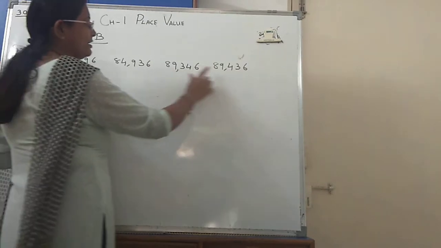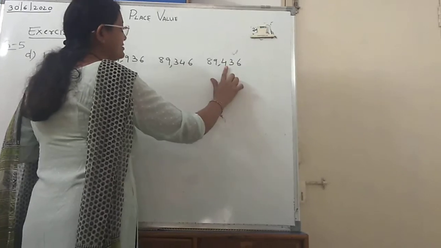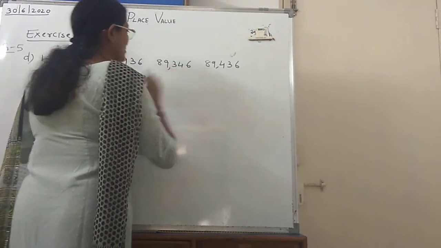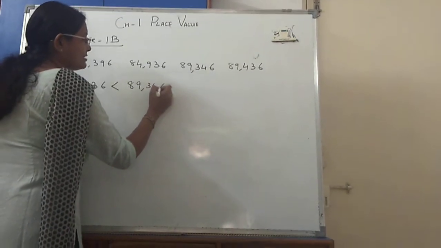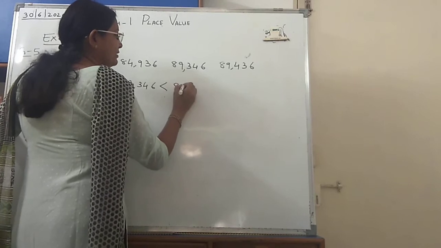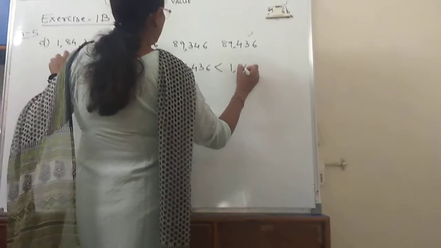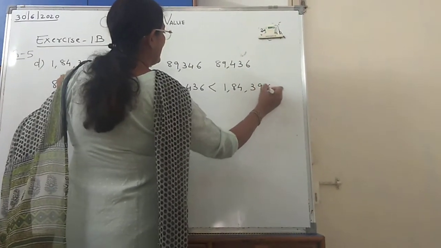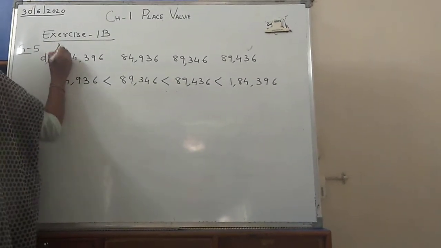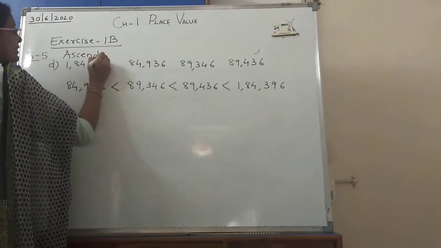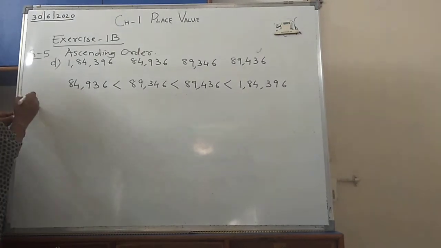Once again, the second digit was 9, 9 same. So move to the third digit: 3, 4. Here it is 3, here it is 4. So 3 is smaller than 4. So this number is the second number of our answer. 89,346 is smaller than 89,436 is smaller than 1,84,396. Right? This is the way you have to write ascending order. And the other sums you will do on your own.